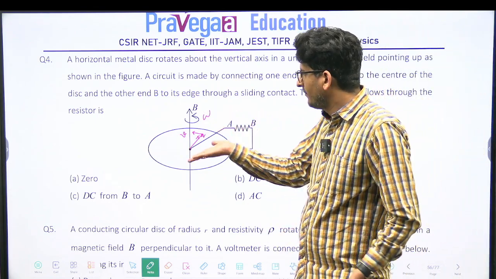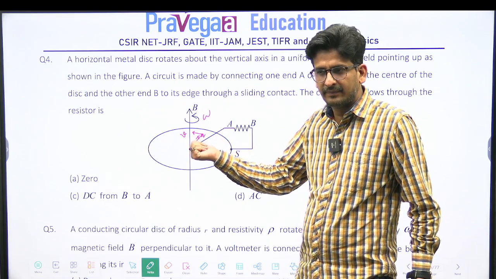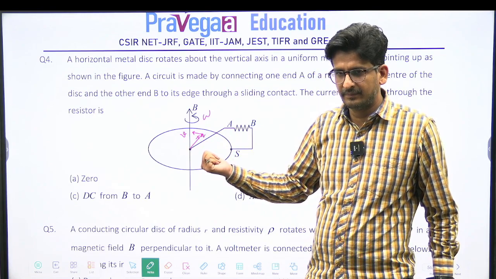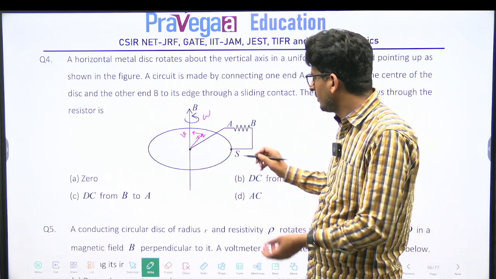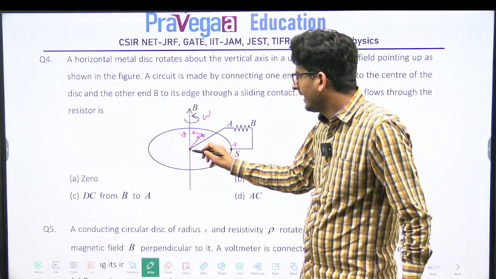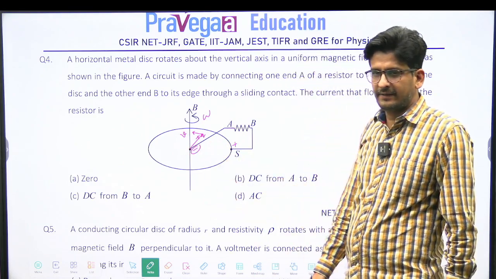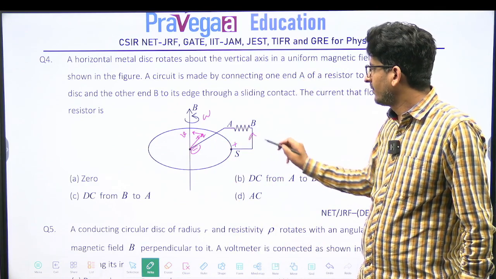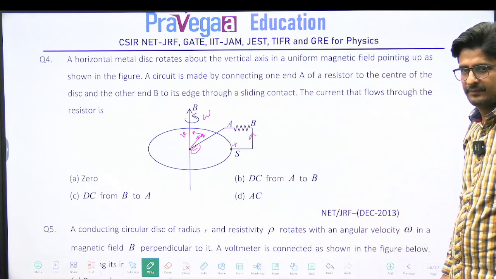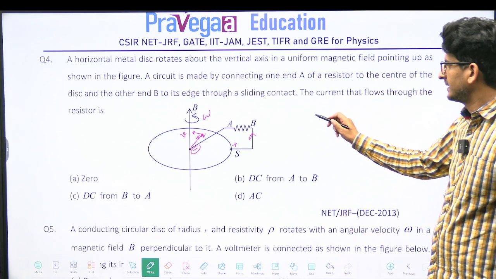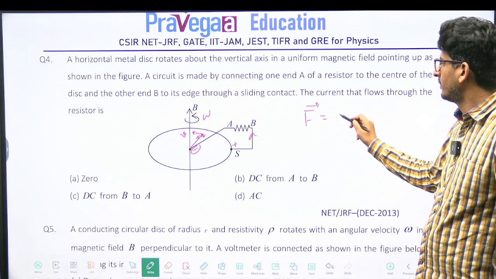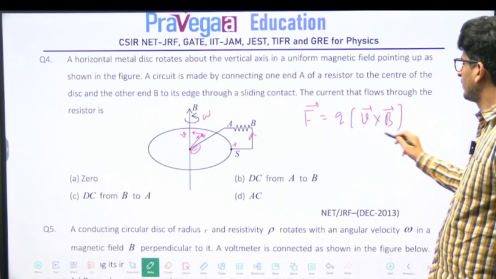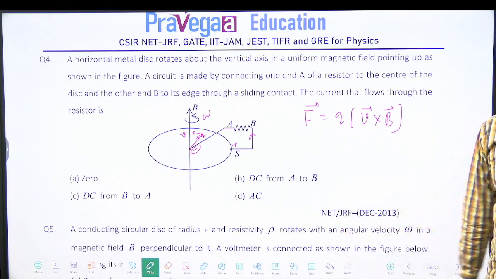So if you see V cross B, then positive charge will go towards the rim, and negative charge will go towards the center. So this will have positive potential and current will flow like this. This is a simple question of Lorentz force, Q V cross B. I can see through Lorentz force that charge will go in which direction.